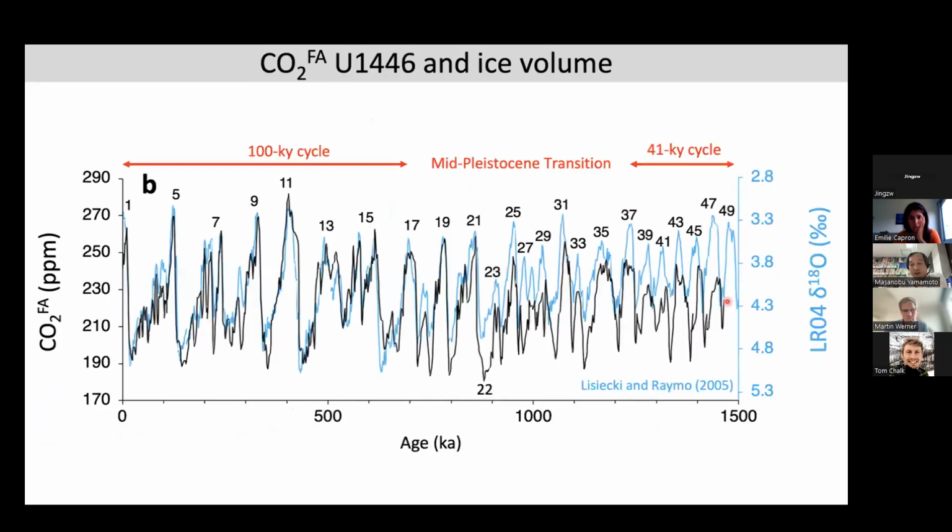So this is a comparison with the basic oxygen isotopic composition. It's a stacked record, LR04. So this is a proxy of the continental ice volume and bottom water temperature. So you can see a cyclicity change from the 41,000 year cycles to 100,000 year cycles across the mid-Pleistocene transition. So CO2 seems to be tightly coupled with ice volume variation on orbital time scale.